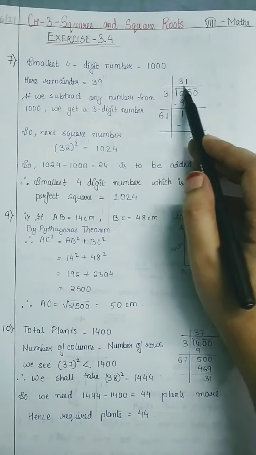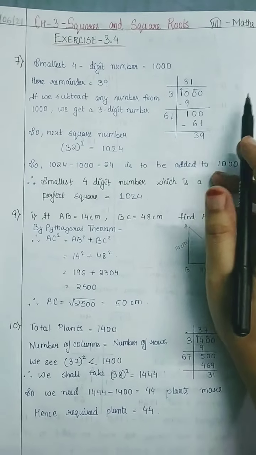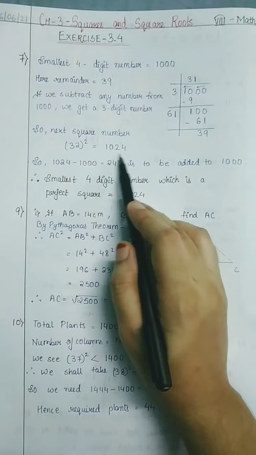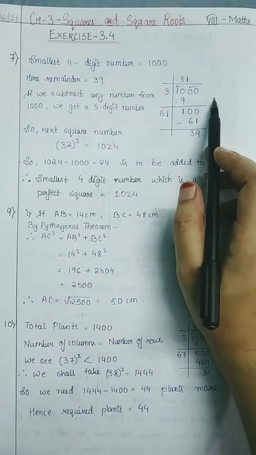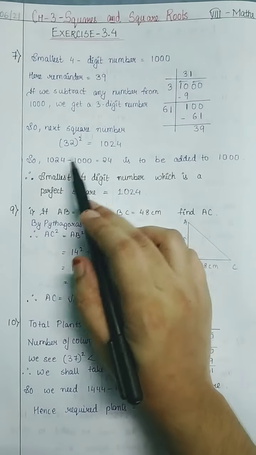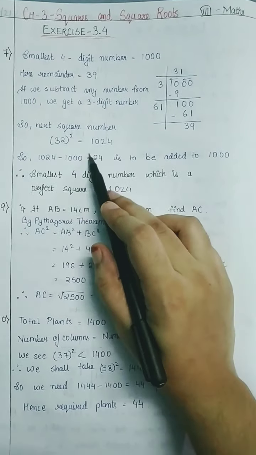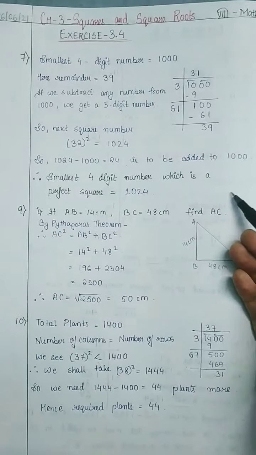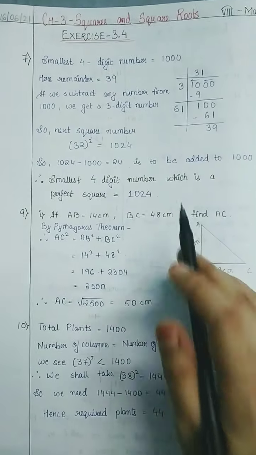So now after 31 square, what will be there? Then there will be 32 square. So 32 square is 1024. So now we have got a 4-digit number that is more than 1000, and it is a perfect square. So we subtract: 1024 minus 1000 is equal to 24. So 24 is the number that will be added to 1000 to make it a perfect square. So the smallest 4-digit number that is a perfect square is 1024.